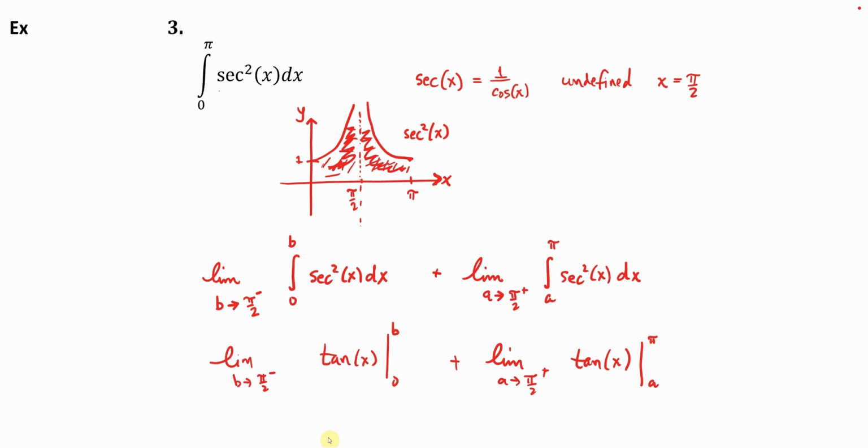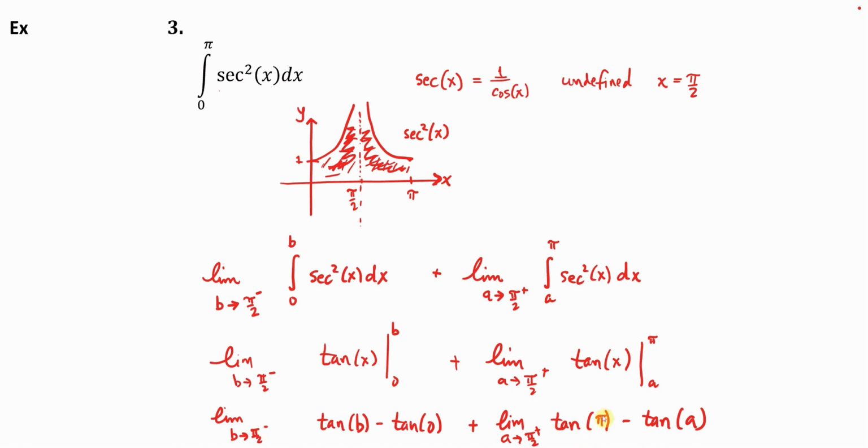Now we can go ahead and make our substitution. So this is tangent of b minus tangent of 0, plus tangent of pi minus tangent of a, with the limit here as a approaches pi over 2 from the positive side, and over here it's the limit as b approaches pi over 2 from the negative side of this entire expression. Well, some nice things, right?